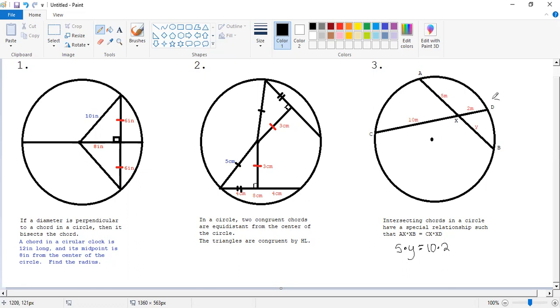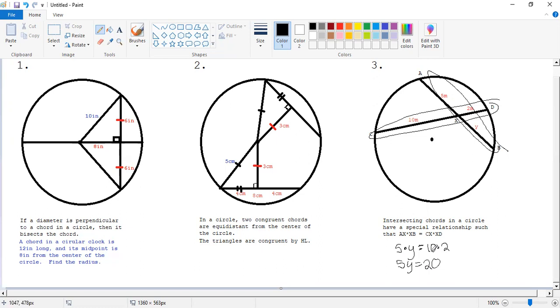And all I did is I'm multiplying the numbers on the same line. 10 and 2 are on the same line, multiply them. That should equal the other two numbers on the same line, 5 and y. Okay, that's all I did. If they're on the same line, multiply them and equal it to the other numbers on the same line. So 5y equals 20, right?